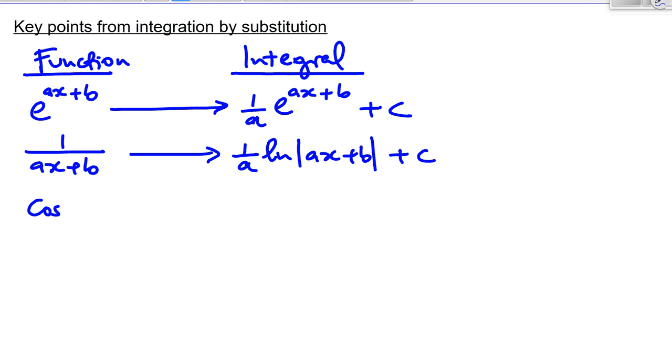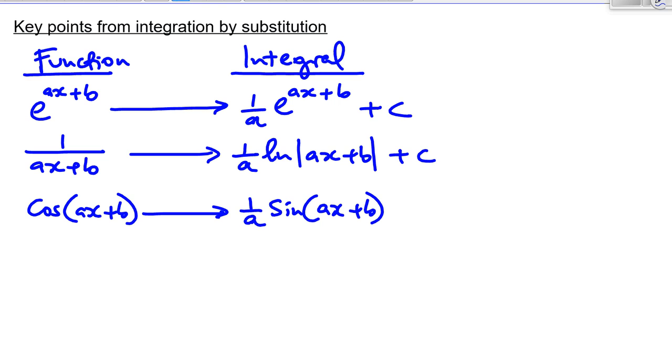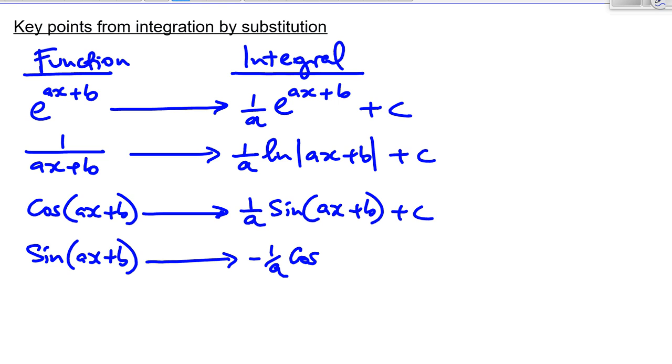If you have cosine of ax plus b, if you integrate that, you'll end up with 1 over a sine ax plus b plus c. If you have sine ax plus b, if you integrate that, you'll end up with negative 1 over a cosine ax plus b plus c.